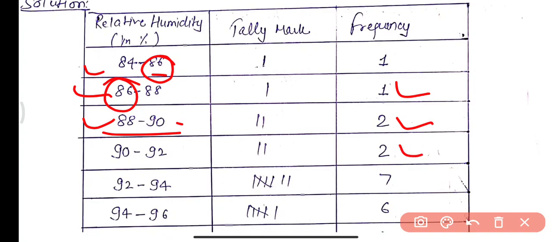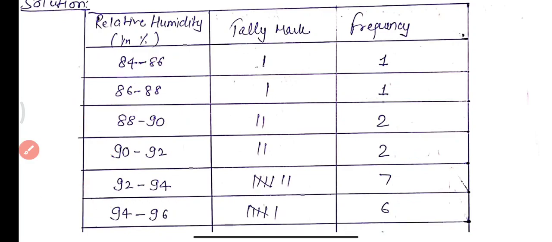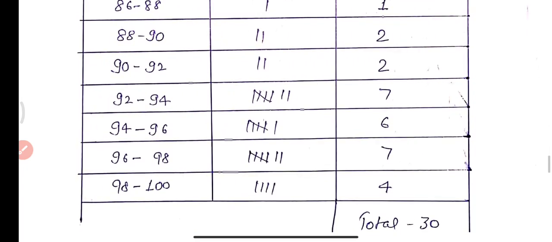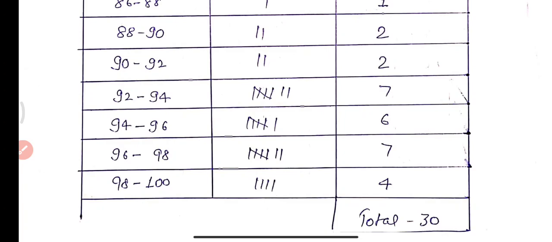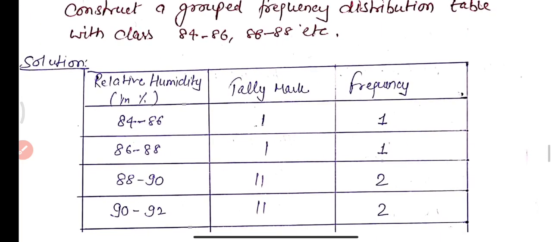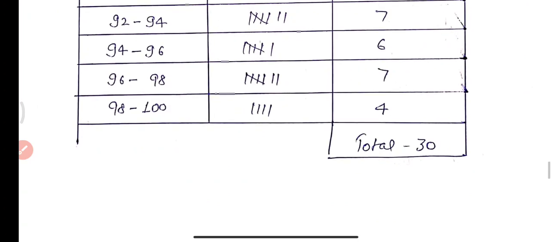Similarly there are 2 days when relative humidity is 90 to 92%, and similarly there are 7 days when the relative humidity is 92 to 94%, and similarly there are 6 days when the relative humidity is between 94 to 96%, and similarly there are 7 days when the relative humidity is 96 to 98%, and similarly there are 4 days when the relative humidity is between 98 to 100%. So this is the frequency distribution table for the given data.